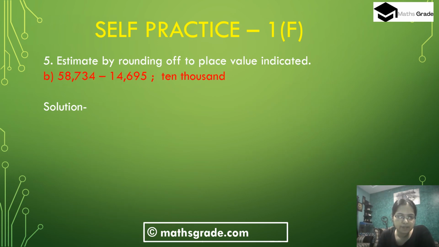Now question number 5, part B. Estimate by rounding to the place value indicated. 58,734 minus 14,695 to the nearest 10,000. Here 10,000 is mentioned, so we have to round these numbers to the nearest 10,000.